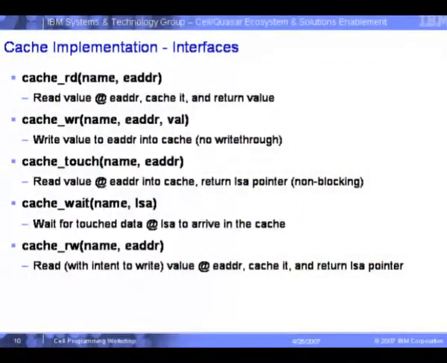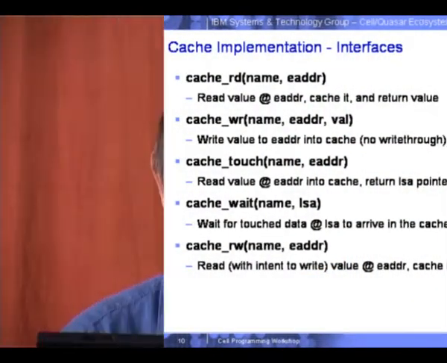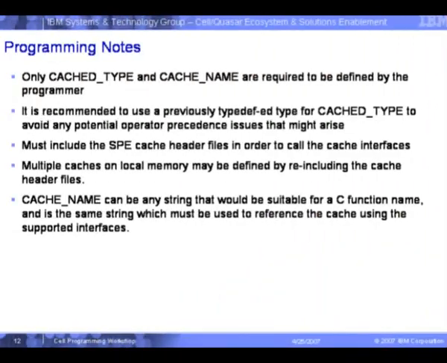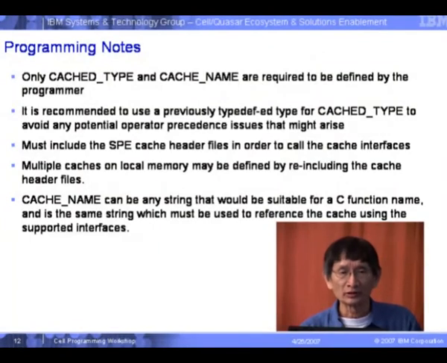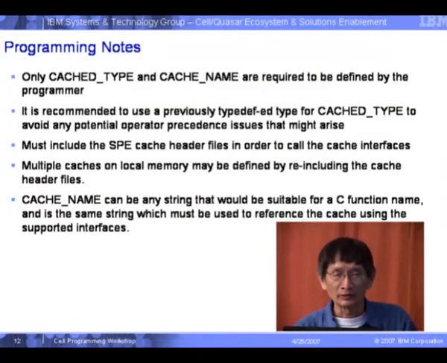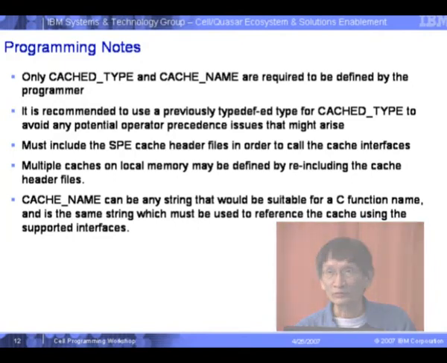Cache read, cache write, cache touch, wait, read and write. And these are the interface. To make life simple and easier for you to use these features, you are required only to supply the type and the name of the cache only. All of the rest, the set, the word, whatever, leave it to us.